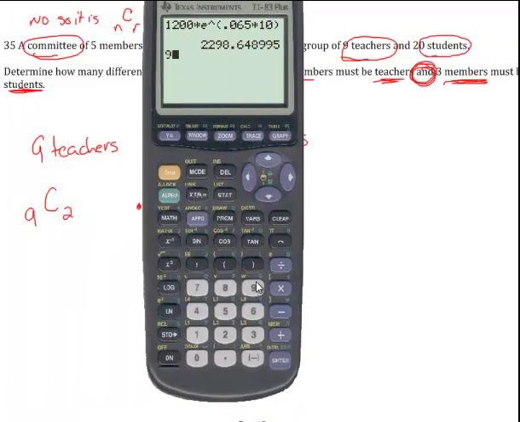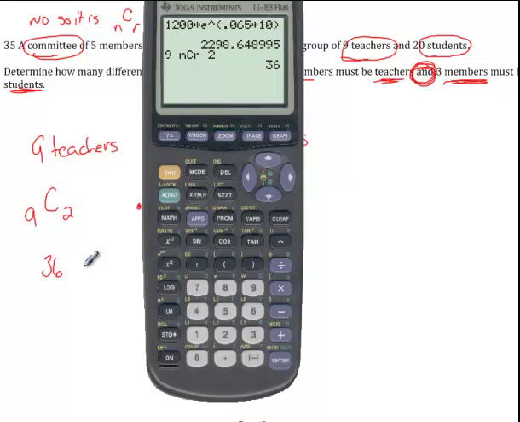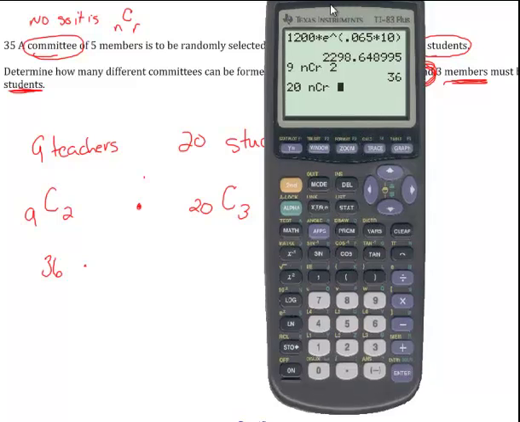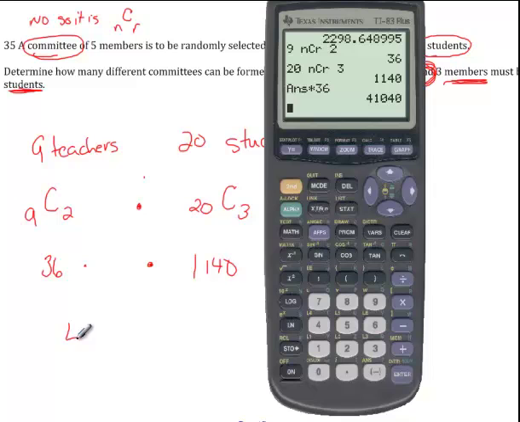So 9 C 2 is 36, and 20 C 3, well, when we're picking 3, so 1,140, and now I'm going to multiply those together. So I have 41,040 possible combinations.